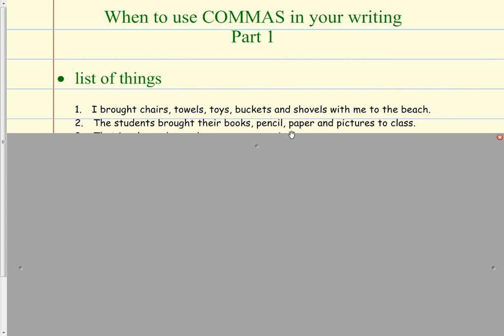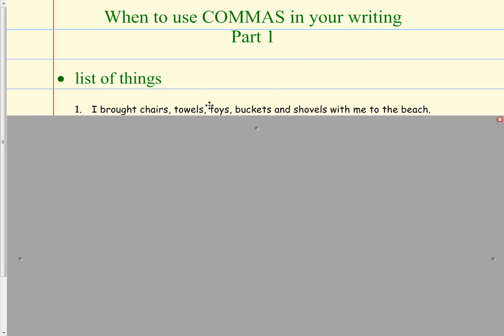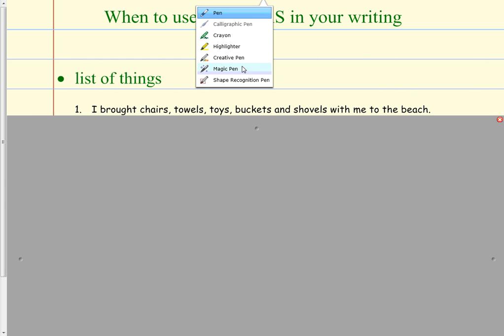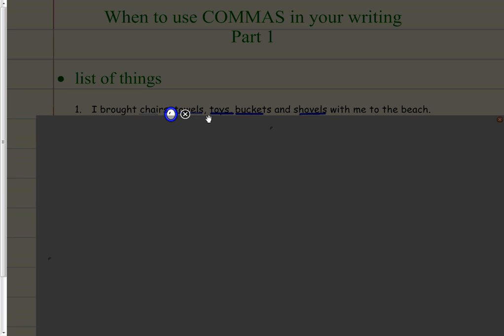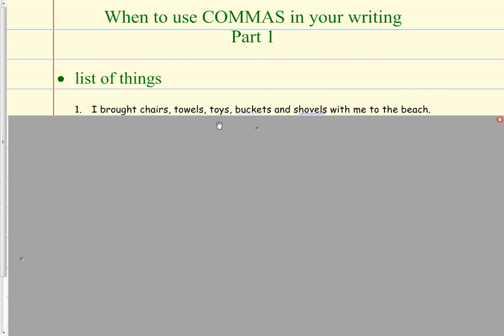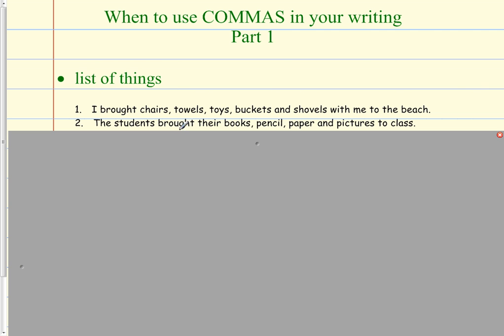For example, I brought chairs, towels, toys, buckets, and shovels with me to the beach. So notice those are all different things. So here's chairs, towels, toys, buckets, shovels. So I use a comma in between each item so that you can keep track of the different items that I brought. Another example. The students brought their books, pencil, paper, and pictures to class. So that's the list that they brought.